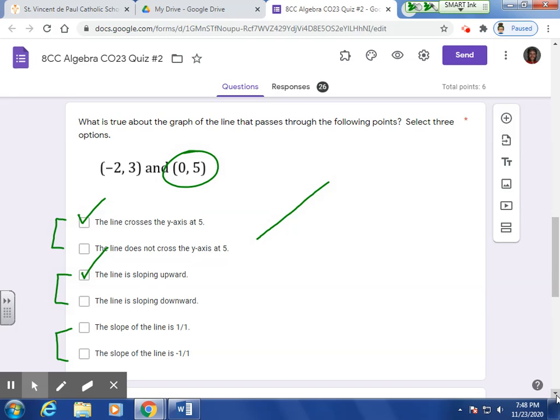You can either count the grid squares, up 1 over 1, up 1 over 1, up 1 over 1, or you could use our slope formula. I mentioned that yesterday too. x1, y1, x2, y2. We get 5 minus 3 over 0 minus negative 2, which gives us 2 over 2, which simplifies to be 1 over 1. Yep. The slope of the line is indeed 1 over 1. Okay. So those 3 options are what you need to have to get this right.